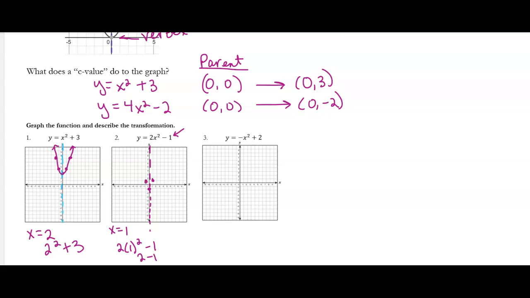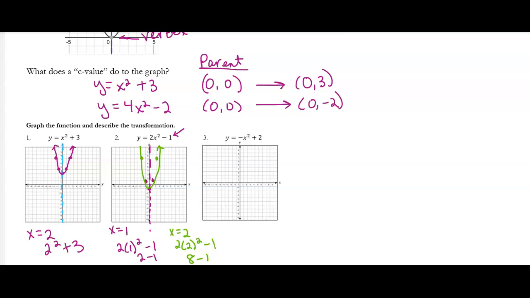And then I'm going to use another color so it stands out. Now I'm going to plug in 2. And so this will be 2 squared minus 1. Okay, 2 squared is 4, and 4 times 2 is 8. So 8 minus 1 is 7. So it's going to be (2, 7). And here's the reflection on this side. And there's that parabola. Oops, I missed that point.